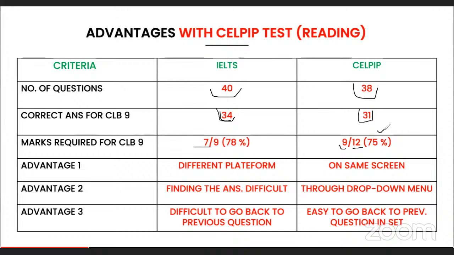But when we talk about IELTS, you know that you get 3 sections, and each passage contains 10 to 12 paragraphs, which is a bit difficult to read. But in case of CELPIP, in each section, you will not get more than 4 paragraphs. So there will be only 4 paragraphs in each section, which will be easier and more convenient to read.